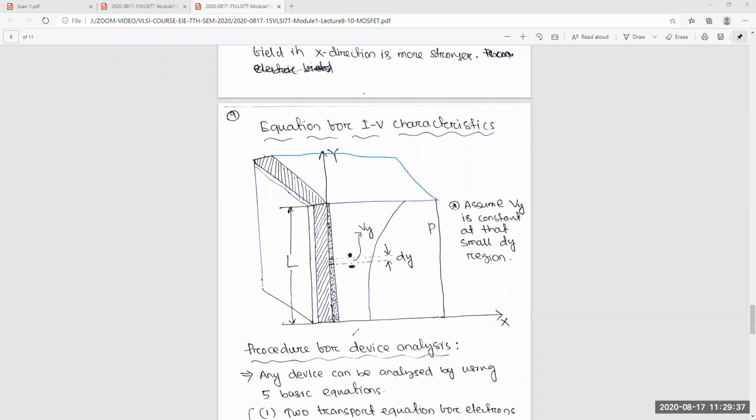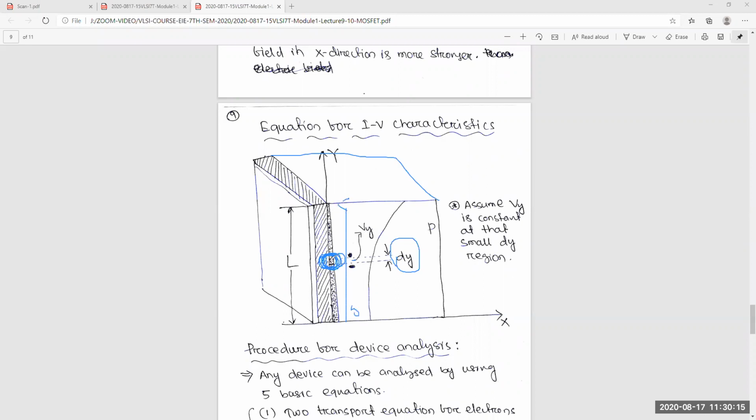Now you can see, if you derive the equation, from this region we will take a small element, that is dy. This is the total L. In the y direction we take a dy element. At this point there is a voltage, so we assume Vy is constant, though Vy varies from here to here. Suppose this is 0, this is 5 volts.